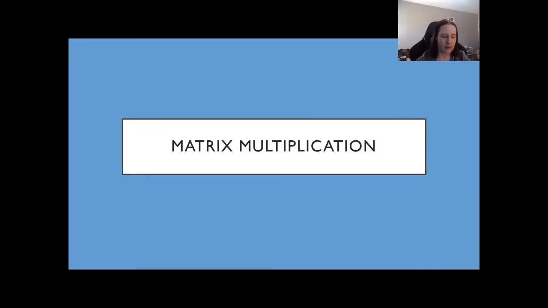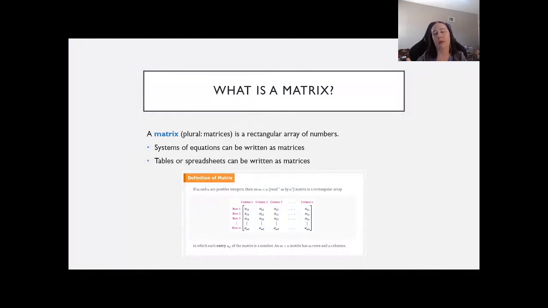Okay, so matrix multiplication. Just to start with some vocabulary, some understanding of where we're starting. What is a matrix? A matrix, the plural of which is matrices, just one of those weird pluralized things like when you deal with x's, is just a rectangular array of numbers. And we often use it to write systems of equations in a form where all you have are the coefficients and the numbers.